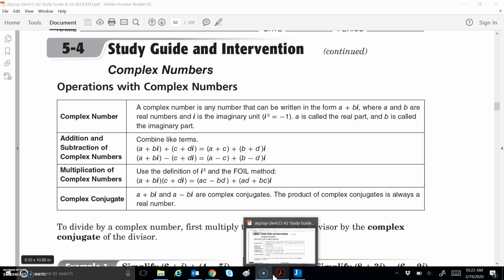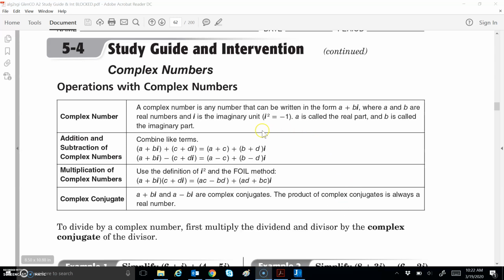Alright, operations with complex numbers here. Complex numbers are the real numbers and the imaginaries together. So a complex number is a number that can be written in the form a plus bi, where a is my real portion and bi is my imaginary portion, or terms. A and b are real numbers and i is the imaginary unit. We know i squared equals -1. A is called the real part, b is the imaginary part.